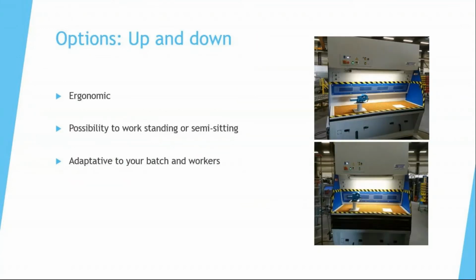There are many options that you can put on your working station and Downdraft tables to make it more comfortable for the user. The first one is the up and down option, which is the most ergonomic. You can work sitting or standing. It adapts to your bench and to your worker. So if the worker is really tall, he can work in a specific position. If he's smaller, he can work in another position. It's the main advantage of this: it's really ergonomic for the people who are working with the table.